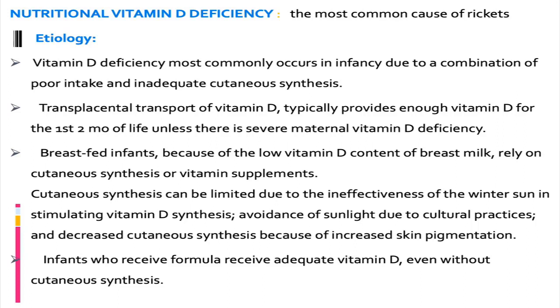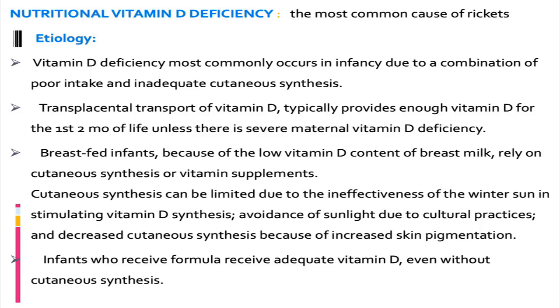It most commonly occurs in infancy due to the combination of poor intake and inadequate cutaneous synthesis. We know that transplacental transport of vitamin D typically provides enough vitamin D for the first 2 months of life, unless there is severe maternal deficiency, as we said, and the patient may present with congenital rickets. A breastfed infant, because of the low vitamin D content of breast milk, relies on cutaneous synthesis or vitamin supplement. This is not against breastfeeding, but any child or infant who is breastfed should be supplemented with vitamin D. Previously, it was started at the 4th month of life. Now it is indicated earlier.